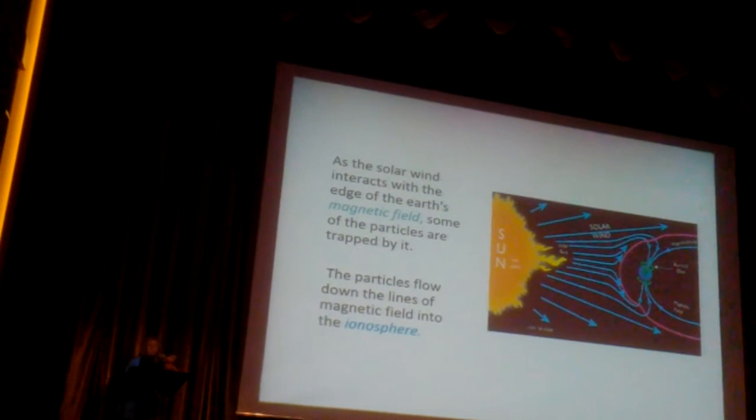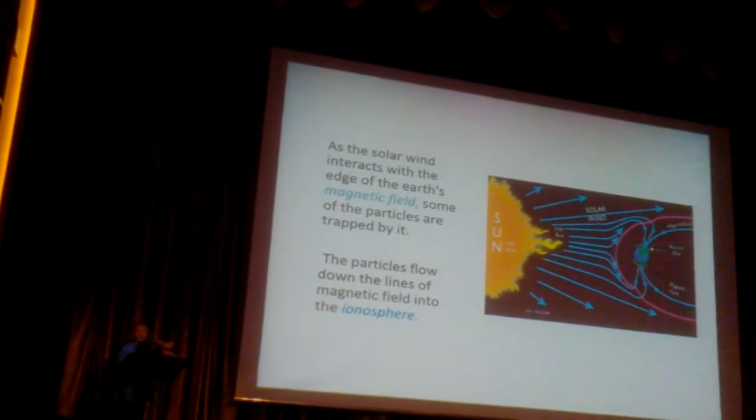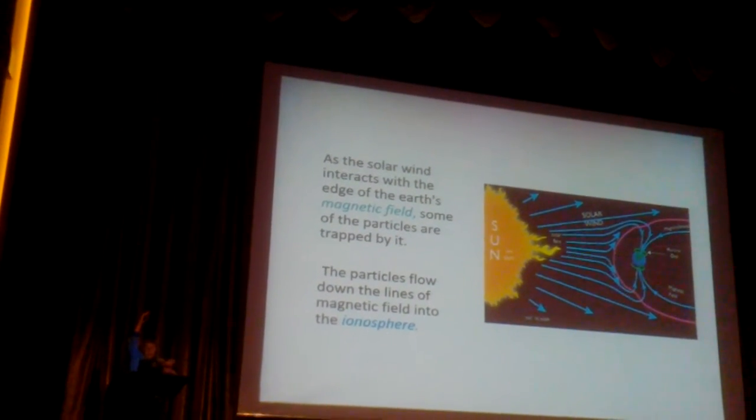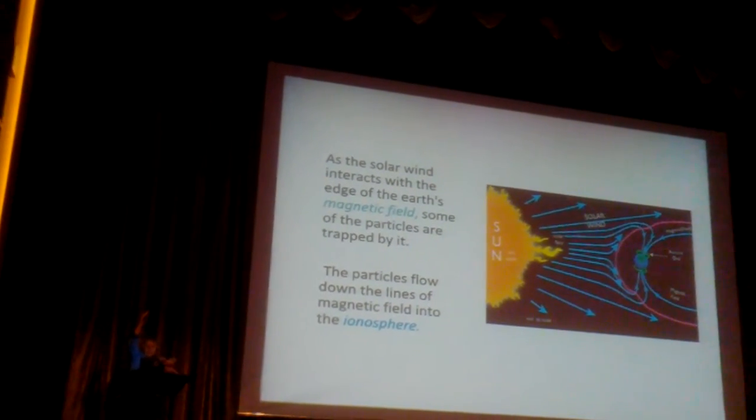And the ionosphere is a section of the Earth's atmosphere from 35 miles to 175 miles above the Earth's surface.